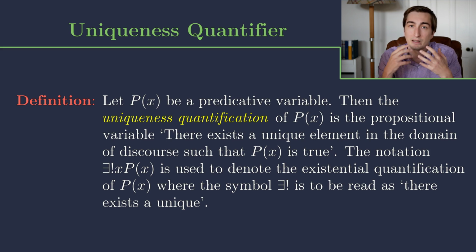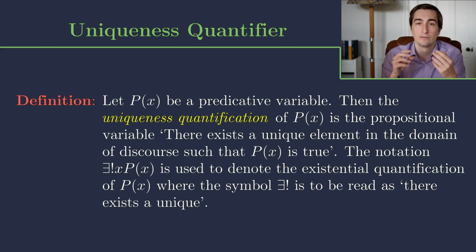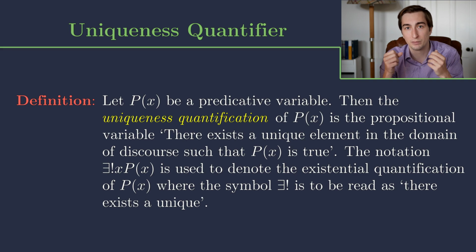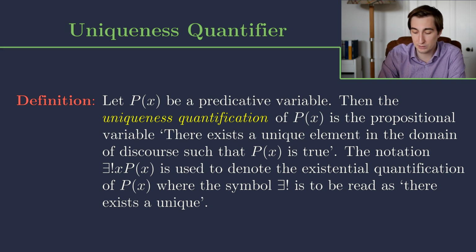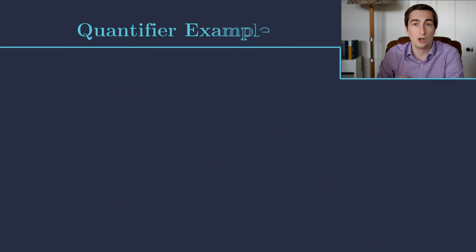So those are our three main quantifiers that we want to talk about. That was the universal quantifier, which ran over for all values of x, an existential quantifier, which just said that there exists a single value of x for which P of x was true, and the uniqueness quantifier, which said there exists a unique value of x for which P of x is true. So in each of these cases, we understand these quantifiers as maps or functions from predicative variables to propositional variables.